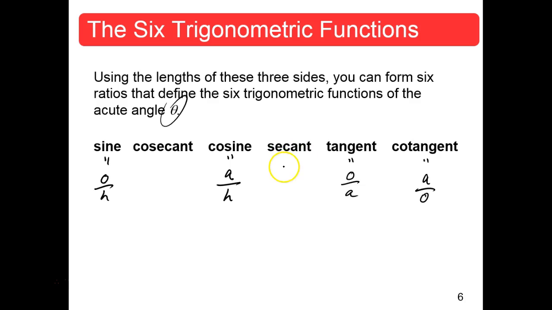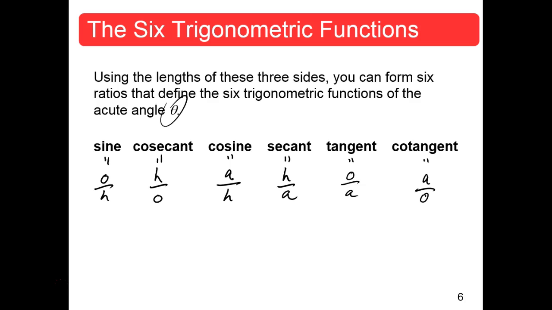Okay. The secant is what? The reciprocal of cosine. So this will be hypotenuse over adjacent. And the cosecant is the reciprocal of the sine, which is going to be hypotenuse over opposite. Okay? Now, remember what I said about secants and cosecants? They're always greater than 1 or less than -1.